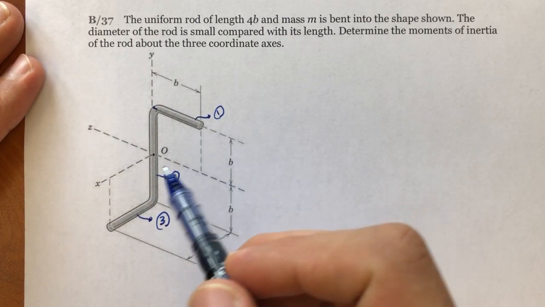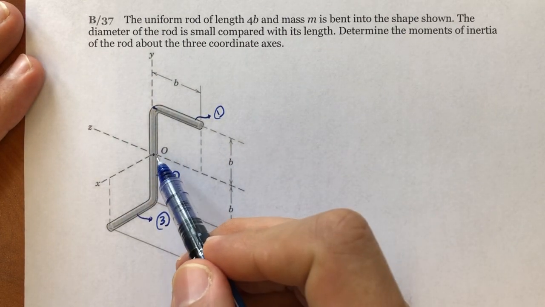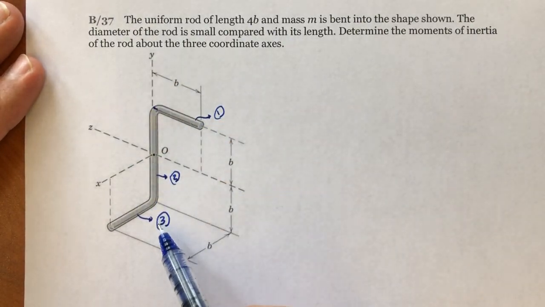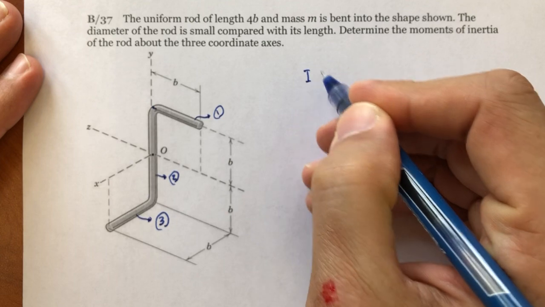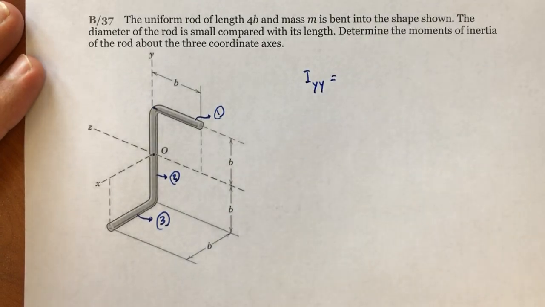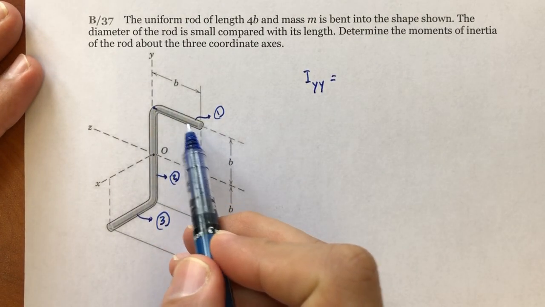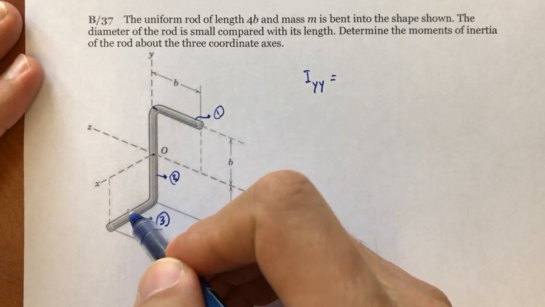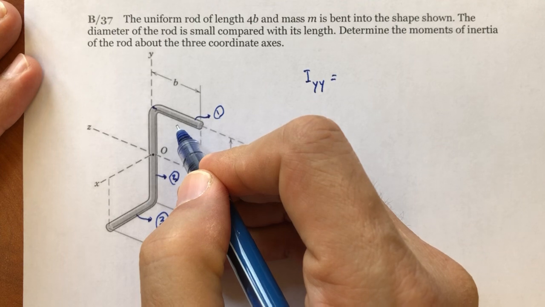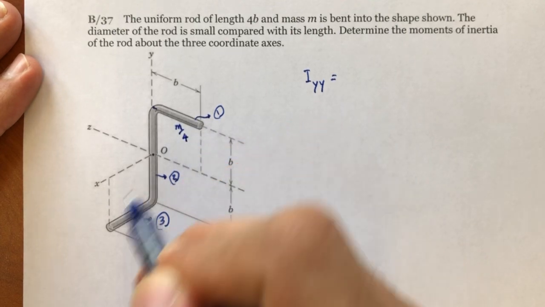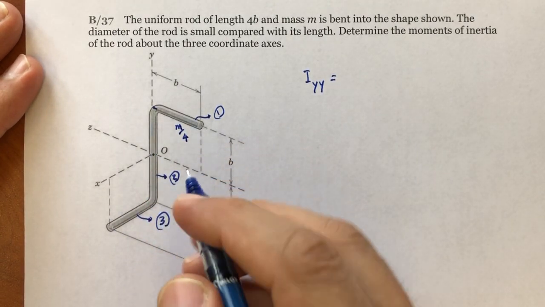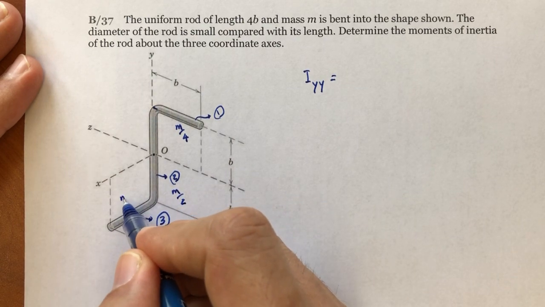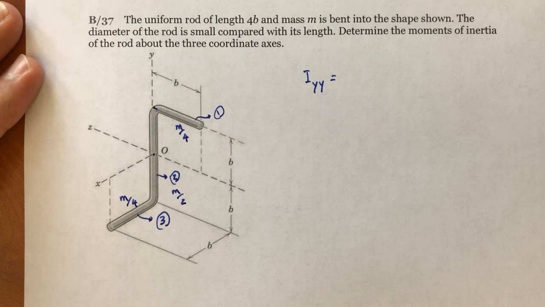So for example, let's start with probably the simplest one, the y-axis. What is I of the whole object about the y-axis? Starting with the first one, first of all, what is the mass? The total mass is m, so the mass for the first part is m over 4, for the second part the mass is m over 2, and the last piece is m over 4 again.